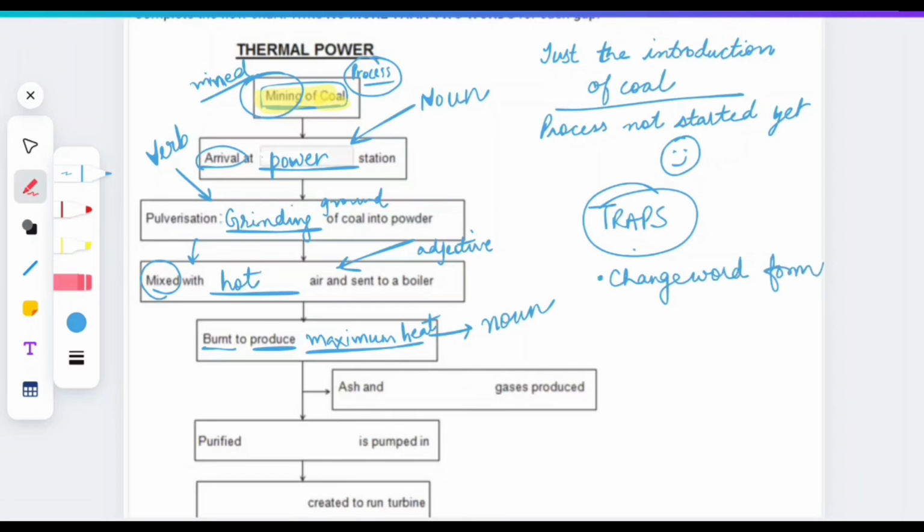They have done this here also. In pulverization, the coal is ground into powder. That's what they said. And then she said, after grinding. Now from this sentence, we picked up grinding. I cannot write here ground of coal into powder. So here our grammar knowledge comes into action. They will easily change word forms.